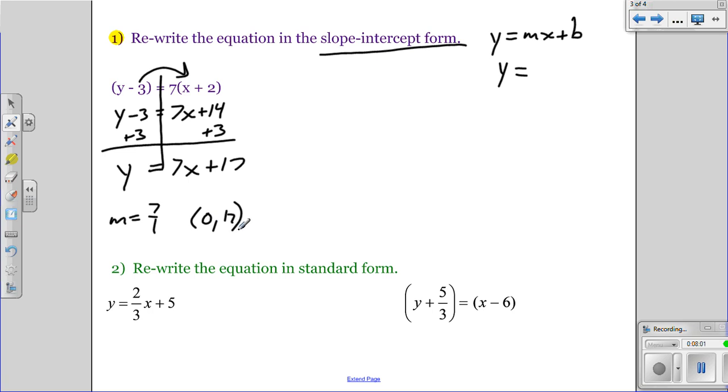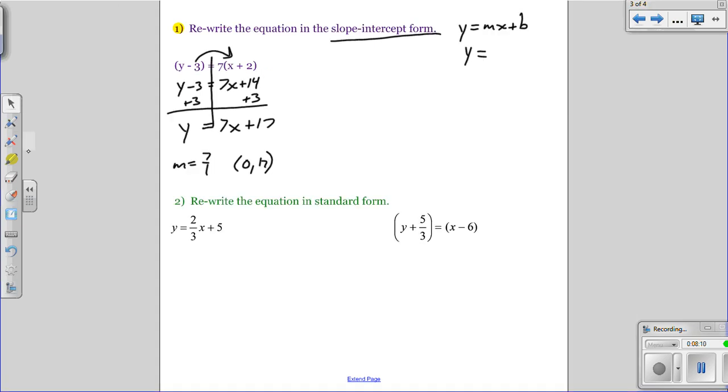Okay. Let's go ahead and take a look at these two examples down here. Extend my page just a bit. Okay. And rewrite the equation in standard form. Okay, so notice it is in y equals mx plus b form, slope-intercept. Standard form, I'm going to get the x and y to the other side. Now, before I see the fraction, I don't like to work in fractions, so I'm going to multiply by 3 right away and get the fractions out of there. And I know to multiply by 3 because that's the denominator.